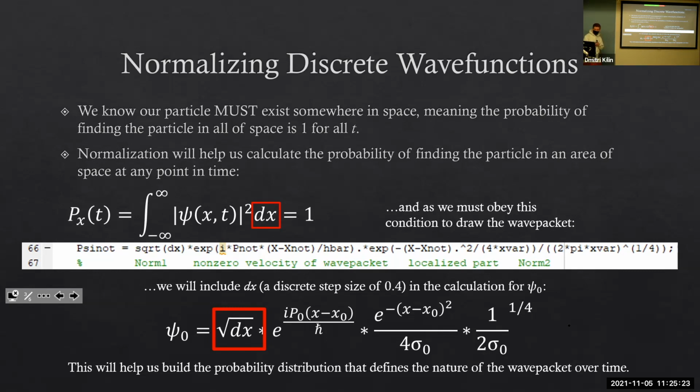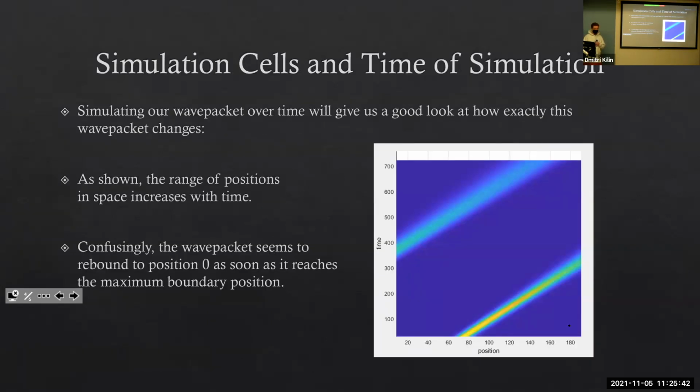If you also notice, I have sigma naught, and that refers to the initial width of the wave packet to be used in this calculation. This will help us build the probability distribution that defines our wave function over a period of time. So this is what that looks like in a simulation cell after it's normalized and plotted position versus time. There's another axis not shown here, but for our purposes, this is sort of the most important bit.